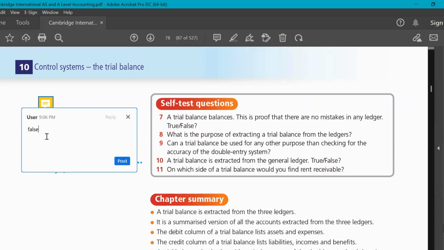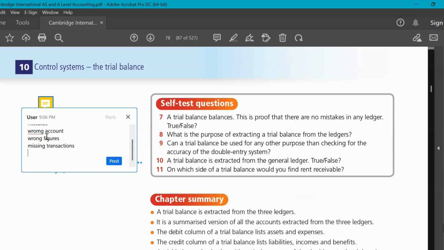It is very, very false because the trial balance only proves the total debits equals total credits, and errors like wrong account, wrong figures, or missing transactions can still exist even if it balances. Again, a trial balance balances, but it's not proof that there are no mistakes. The mistakes can be wrong account, wrong figure, and also missing transactions.